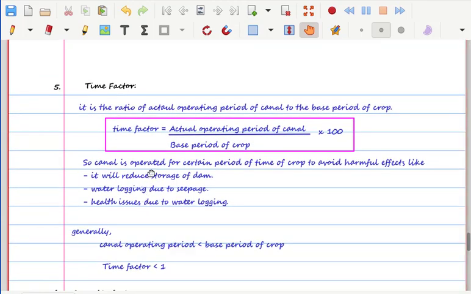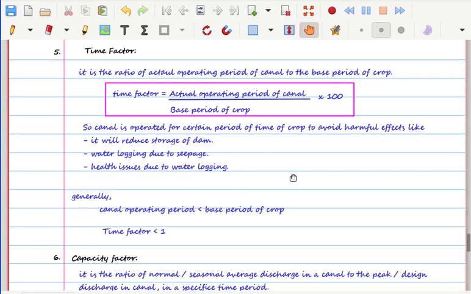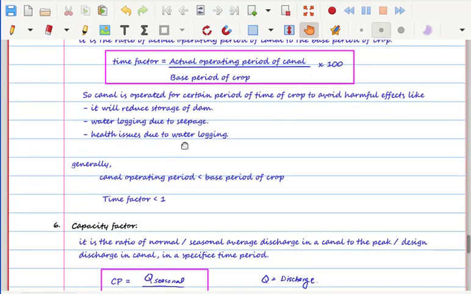So the canal is operated for a certain period of time for the crop to avoid harmful effects. Okay. Why do we operate the canal for a certain period of time only? If we operate it 24/7, then what is going to happen? It will reduce the storage of your dam, right? And due to seepage, you can face the problem of water logging. And if there is water logging, obviously we are going to face health issues, because there will be mosquitoes, which can bring different diseases.